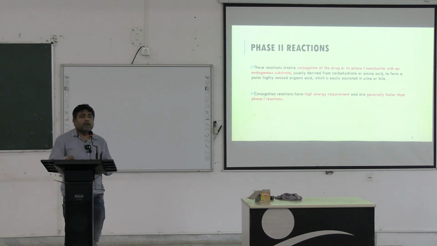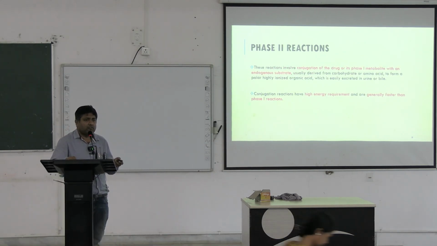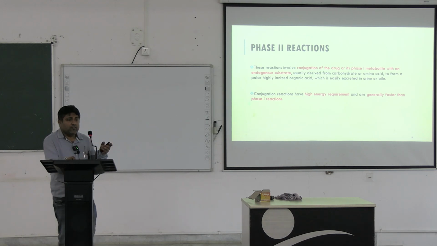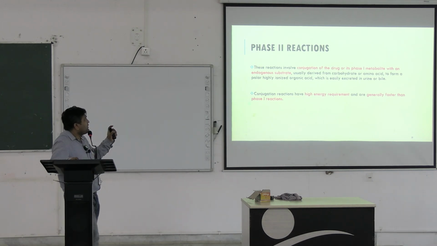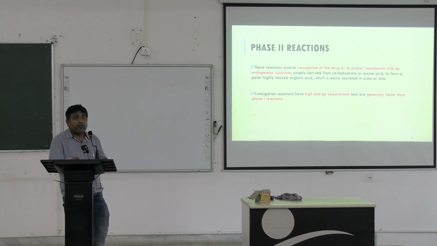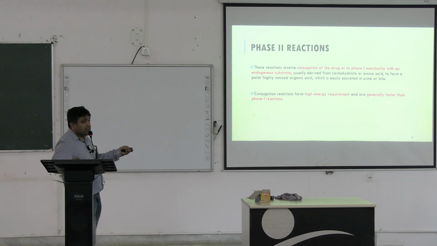Coming to the phase 2 metabolism or biotransformation. Here an endogenous radical is added to the phase 1 metabolite or the drug. Usually it is derived from carbohydrate or amino acid. As a result, more hydrophilic metabolites are formed. It is a high energy requirement reaction, and phase 2 reactions are generally faster than phase 1 reactions.